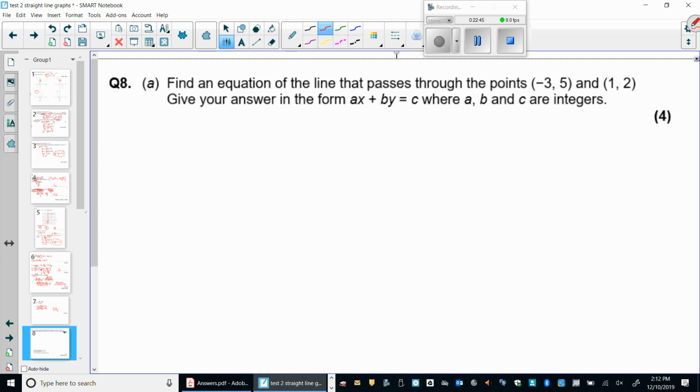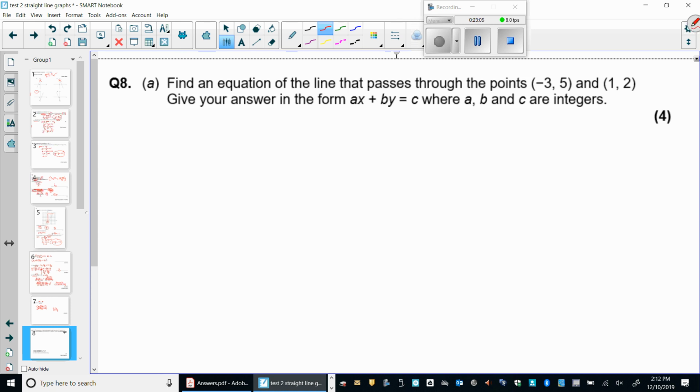Alright, almost halfway through. Right, find the equation of a line that passes through the given points. Give your answer in this form. I don't know if anyone got the full marks for this.